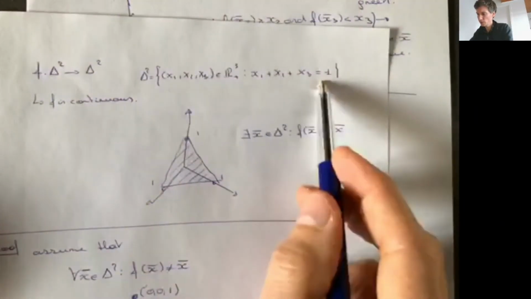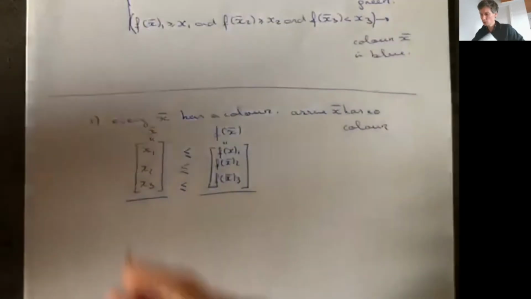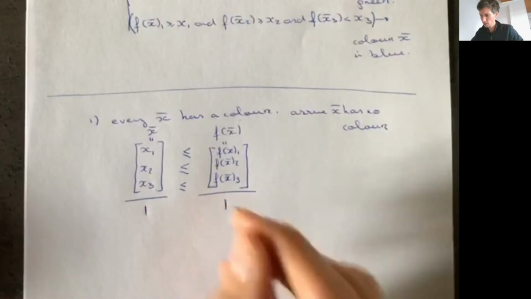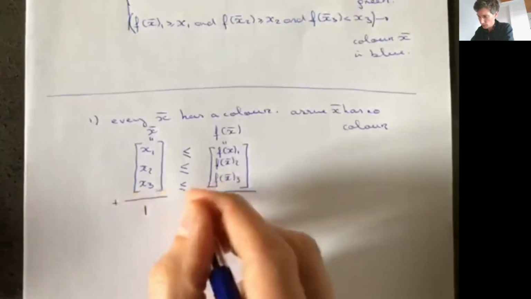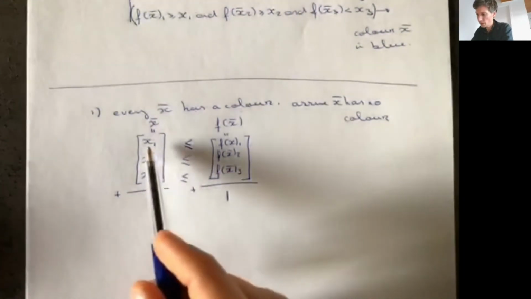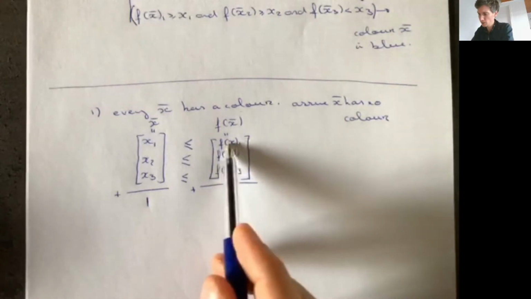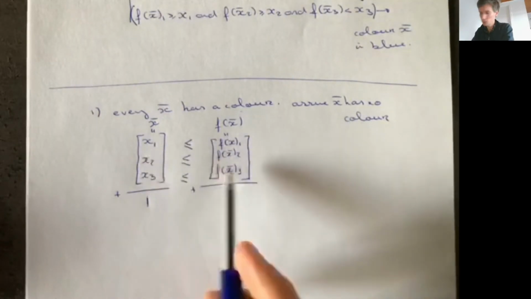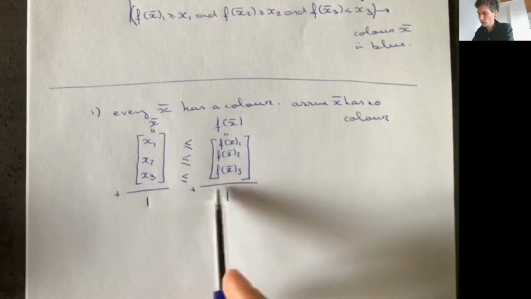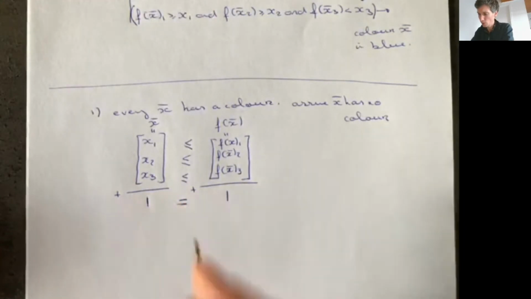Both of these vertices are in delta 2, so the elements add up to 1. Okay, so I can add these up. I get 1. So here I get 3 non-negative numbers, here I get 3 non-negative numbers. This one is greater or equal to this one, greater or equal to this one, greater or equal to this one, and they both add up to 1.